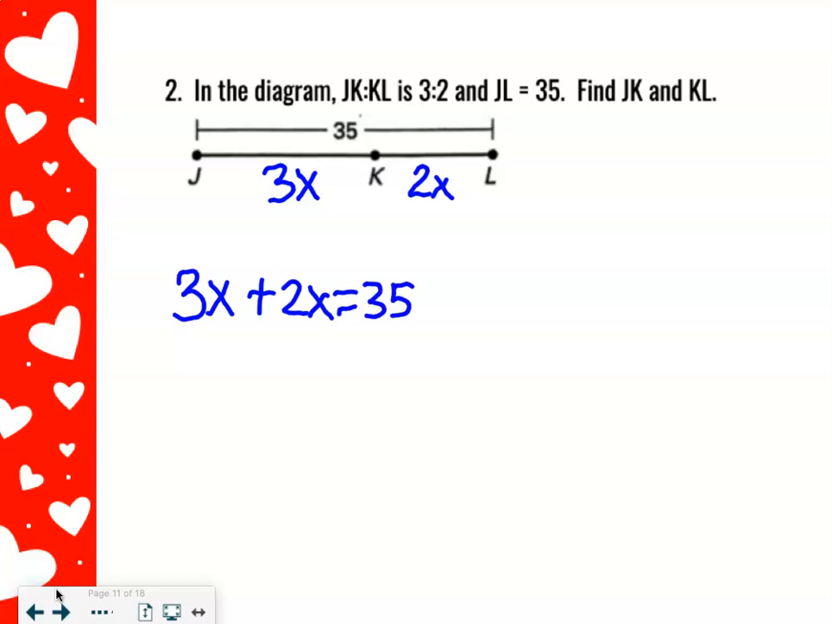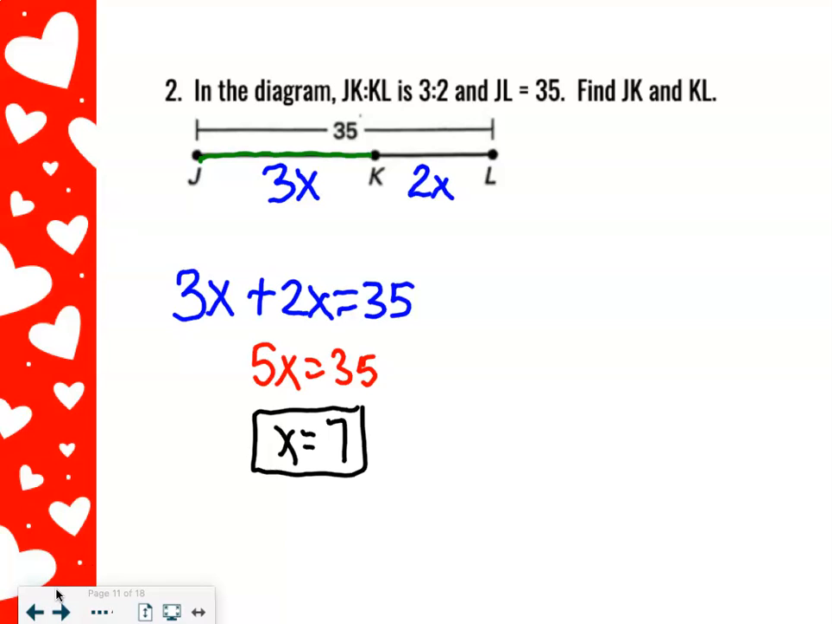So how many x's will I have? Well, I will have 5x is equal to 35. We'll divide out, x equals 7. But now again, it says find JK and KL. So if I look here, JK is the 3x part, so I'm going to have their label.